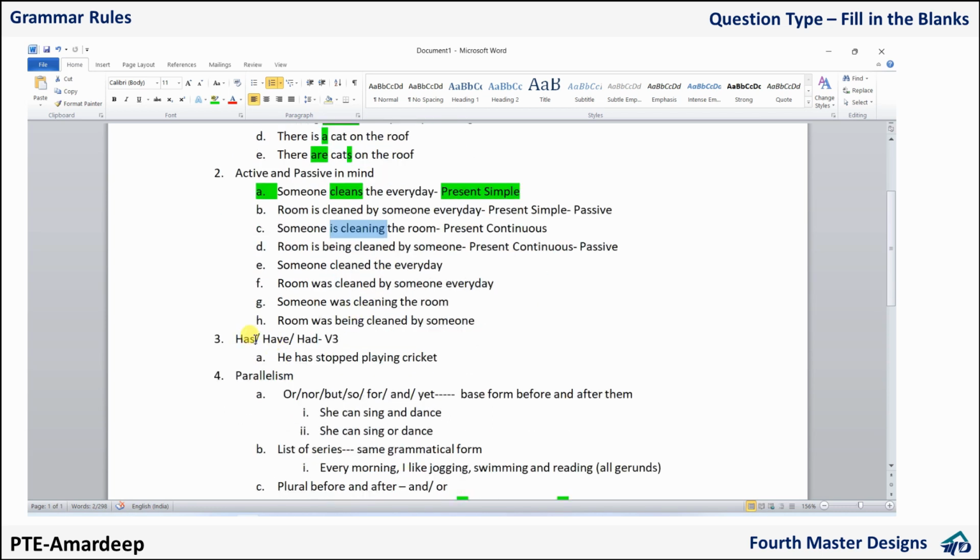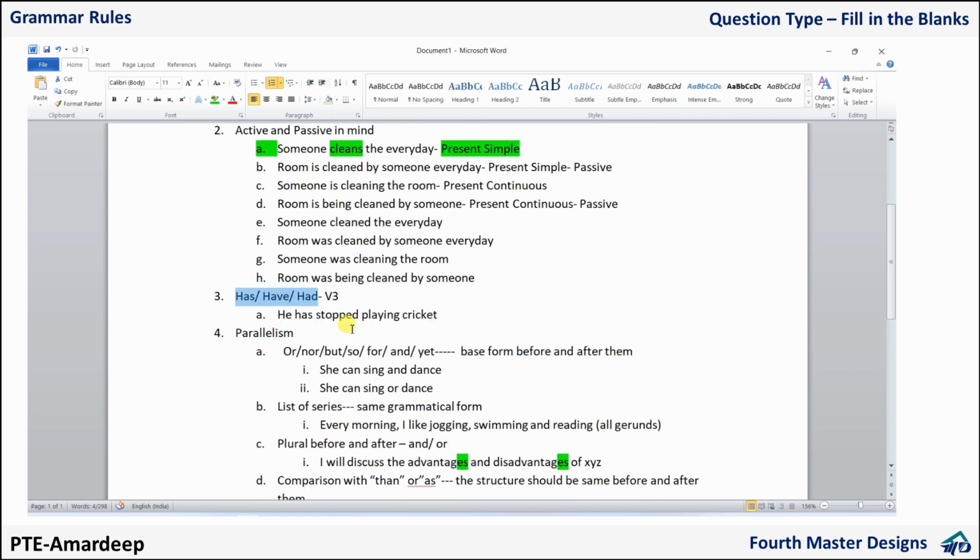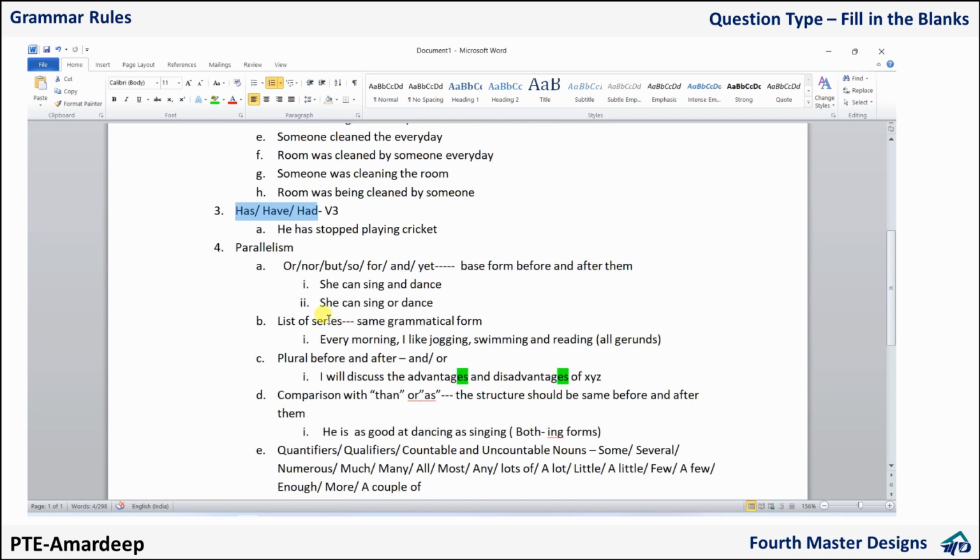Then keep basic things in mind. Has, have, had, third form. Likewise, your will is there. With will, first form I have already discussed. Will have, it will be your third form. Okay. Have been, it is going to be again ing. Then parallelism. Whatever is before and, or whatever is before or, it has to be the same thing after these. Whatever is before and, same thing after and. Whatever is before or, same thing after or.